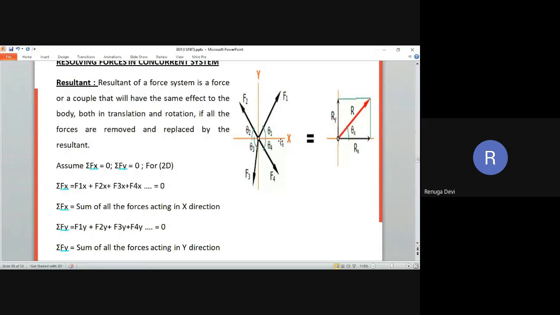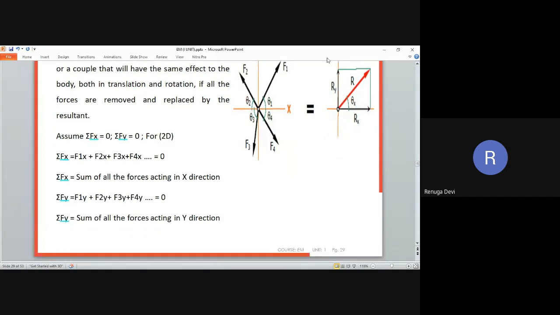Okay. So now just see here, suppose I am taking this F1. It is not in the x direction, not in the y direction. So at that time what will happen? This particular force you need to resolve into the x direction as well as the y direction. You are dividing the total force into two parts, with this theta. So the total resultant force is now divided into two forces. Like this, each and every force is divided into two components. So finally, R equals root of Fx square plus Fy square.